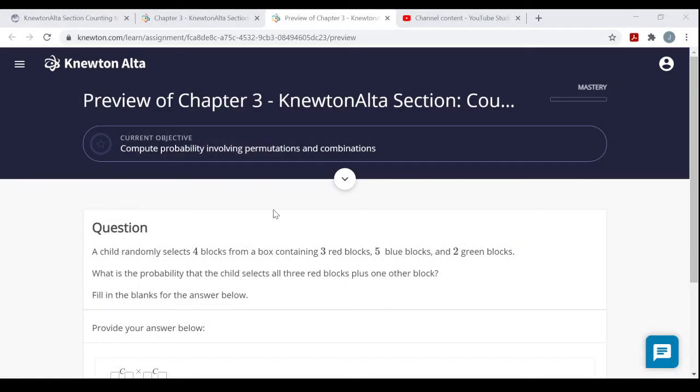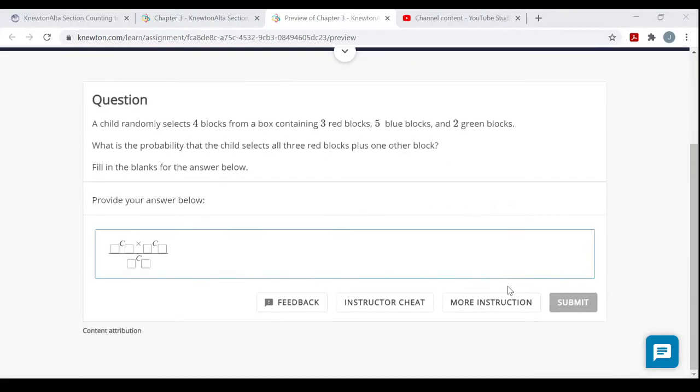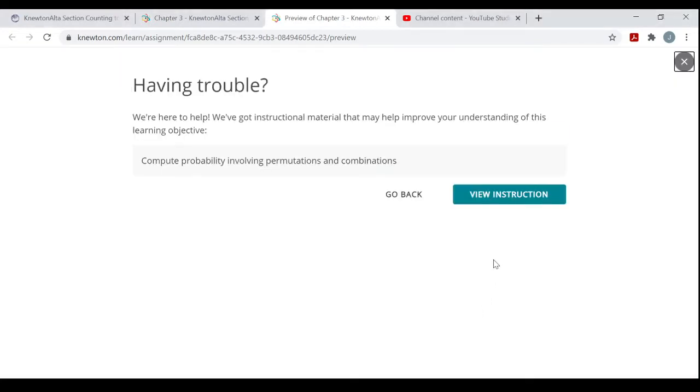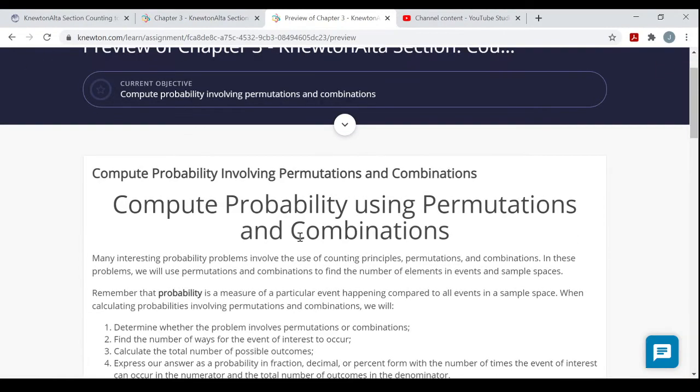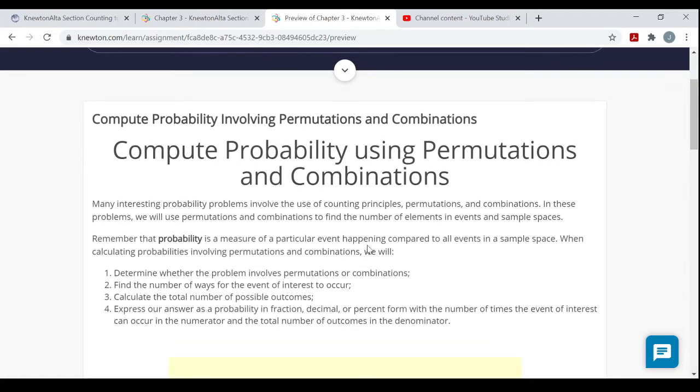So here's one of the objectives, compute probability involving permutations and combinations. As I say every time, when you see a new objective for the first time and you're unfamiliar with it, you can move on if you want. You can try answering, but I'm going to click on more instruction. I'd recommend that. So, computing probability using permutations and combinations.